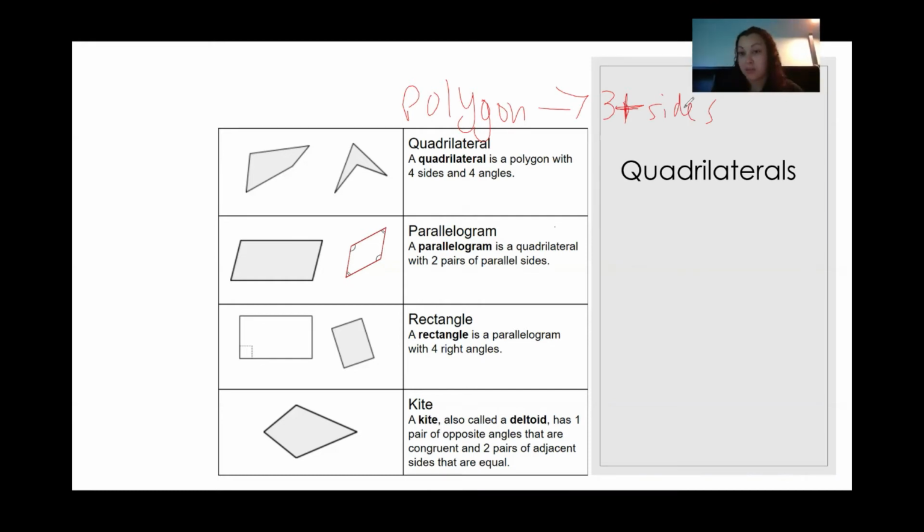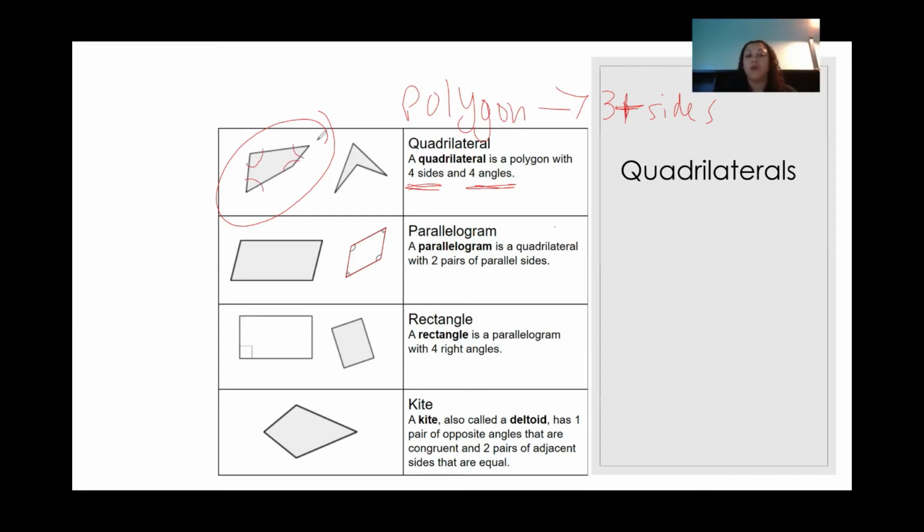A lot of shapes are considered polygons because a lot of them have 3 or more sides. But then a group of the polygons have 4 or more sides. So that would be quadrilaterals and other shapes. Quadrilaterals specifically have 4 sides and 4 angles. So even though this doesn't look like a shape you've seen before, it has 4 sides and 4 angles. 1, 2, 3, 4. So that means that it is a quadrilateral.